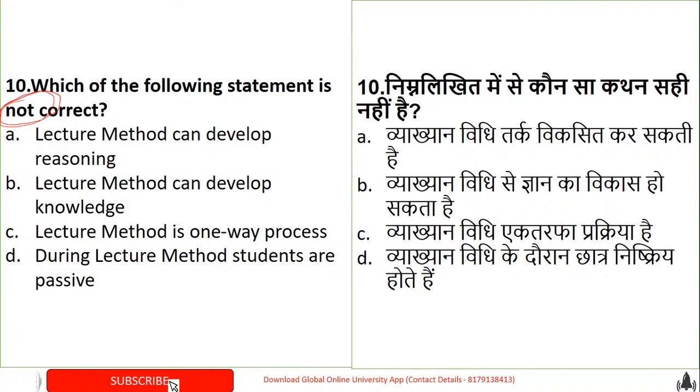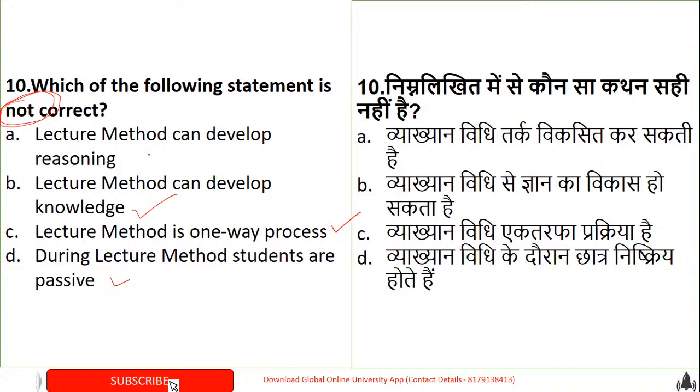So let's see what's the right answer. I guess students have not read this. See, what is the question? Before I come to the final answer, let me read the question very carefully for you. Which of the following statements is not correct? If you are saying lecture method can develop reasoning, no, lecture method cannot develop reasoning at all. It means critical thinking, so it will never develop. It's a passive, one-way process. It can develop knowledge, yes, though it is a one-way process, but it helps to get knowledge. And during lecture method, students are passive, yes. So these statements are all right, but which is not correct? Lecture method can develop reasoning, which is not correct.